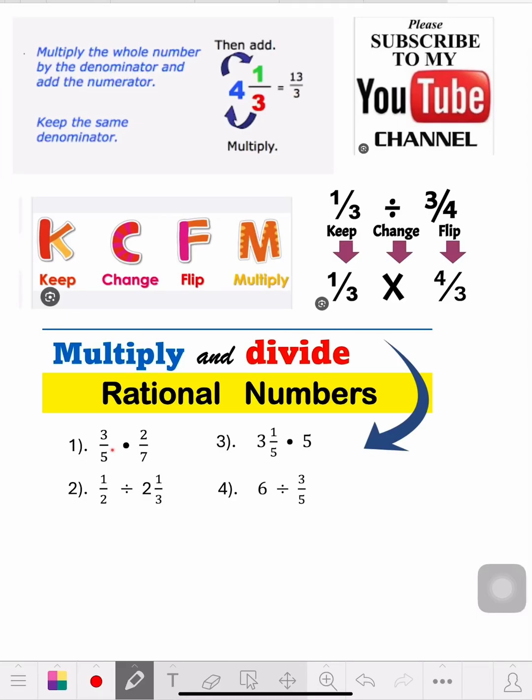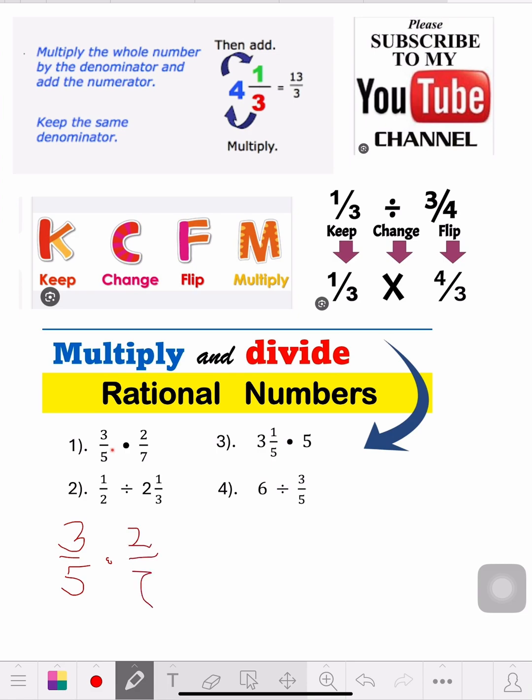The problem I found online today is multiply and divide rational numbers. Okay, so the first problem we got is 3/5. Let's write this: 3/5 times 2/7. Okay, let's see how we solve this.